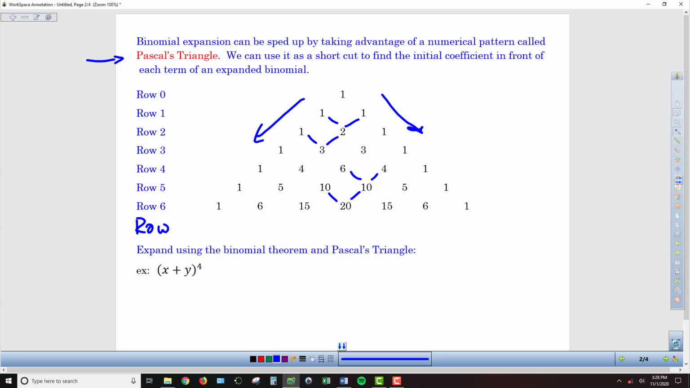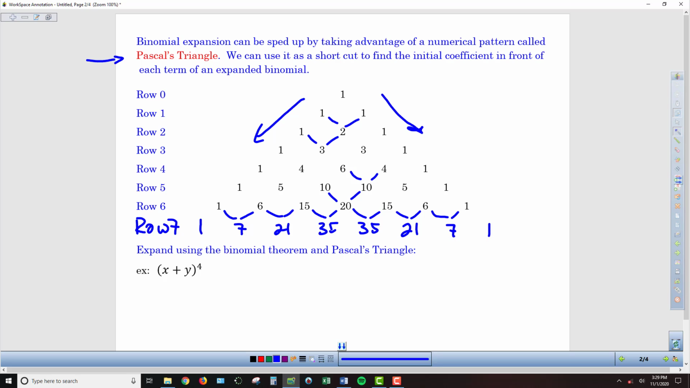If we wanted to make a row 7, we'd start with a 1 here, then from above it, 1 plus 6 makes 7. 6 plus 15 makes 21. 15 plus 20 makes 35. 20 plus 15 makes another 35. And then we can see that we have the same numbers on the back end here as we did at the beginning, 7, and then finally finish with the 1 on the outside.